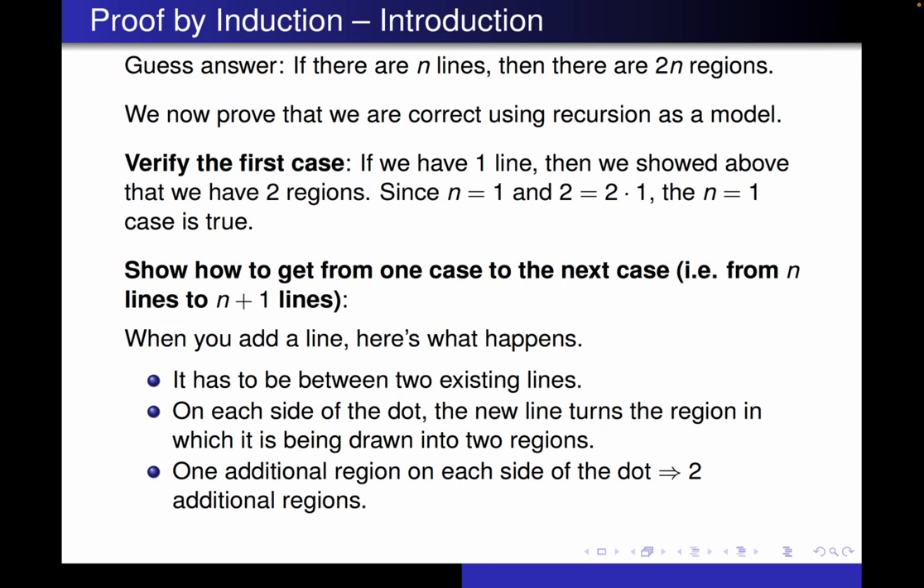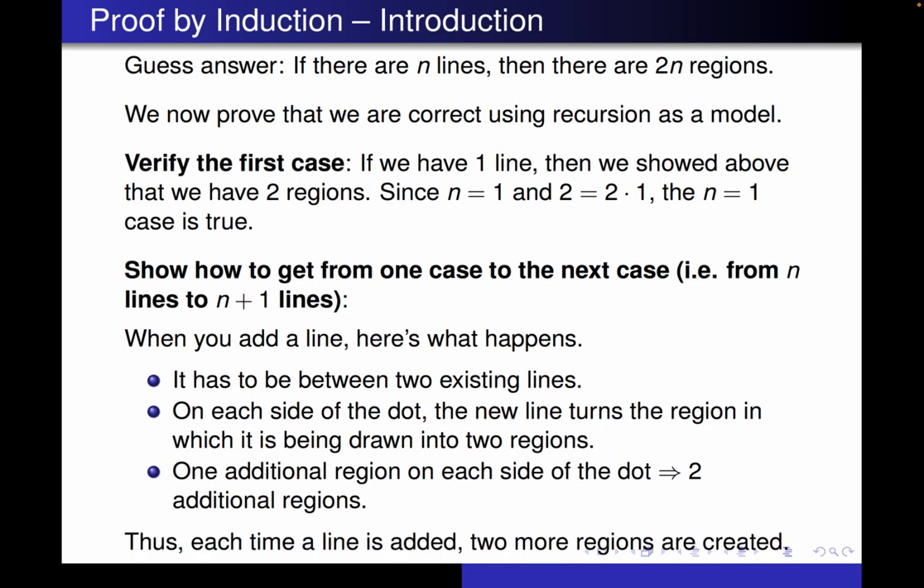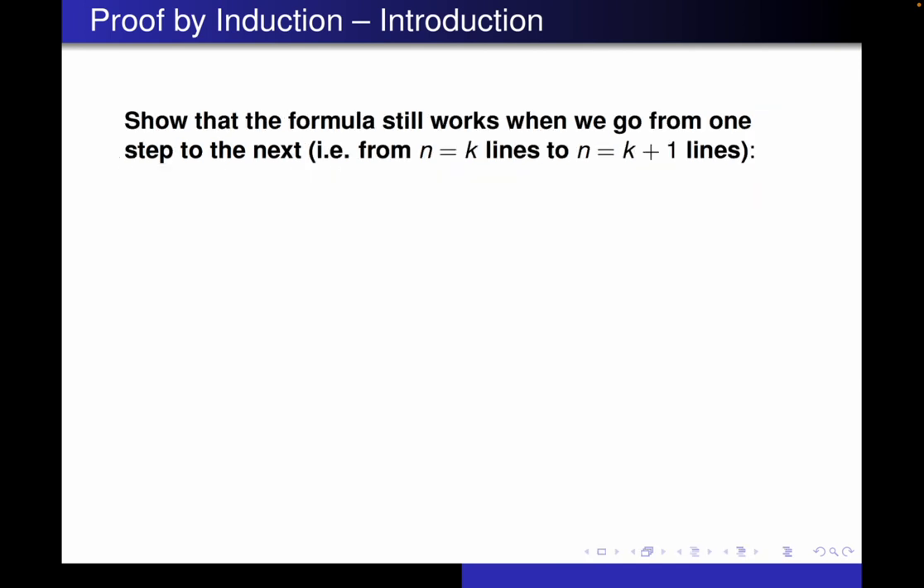So that is two additional regions, right? Each of those times you make one region into two regions. You do that twice, that's two additional regions. Which means that each time a line is added, two more regions are created. So that's going to help us prove this.